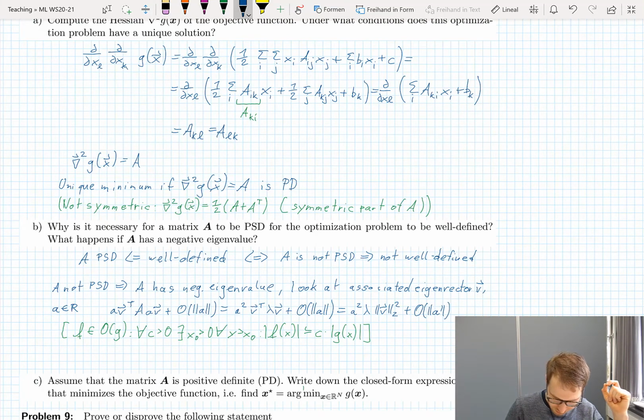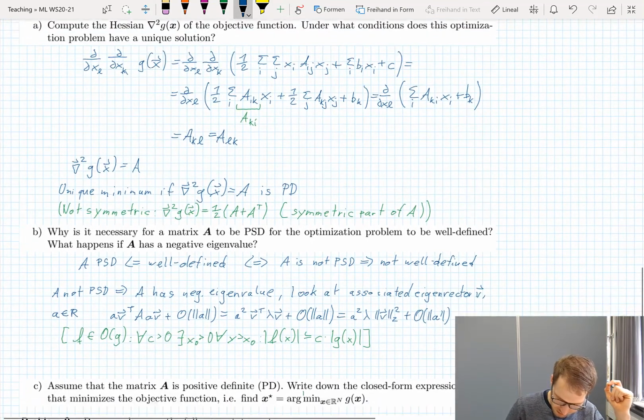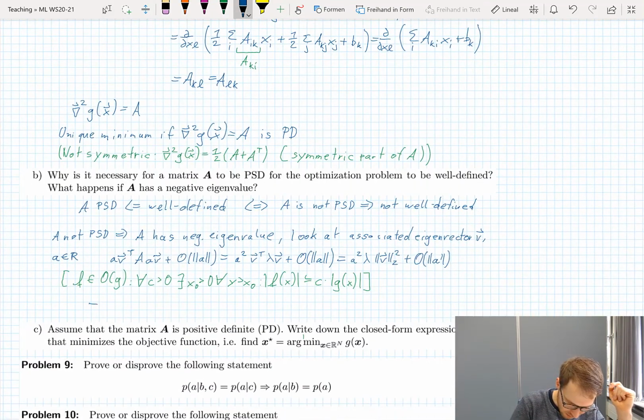So this basically means that, I mean, this is a very thorough argument for the simple fact that we have a negative curvature in this direction. But anyway, this is good if it's thorough.